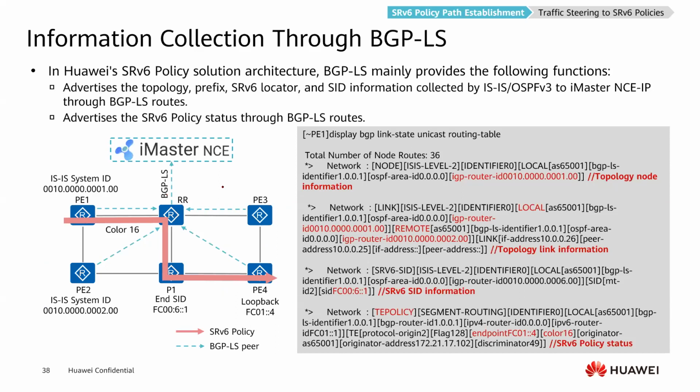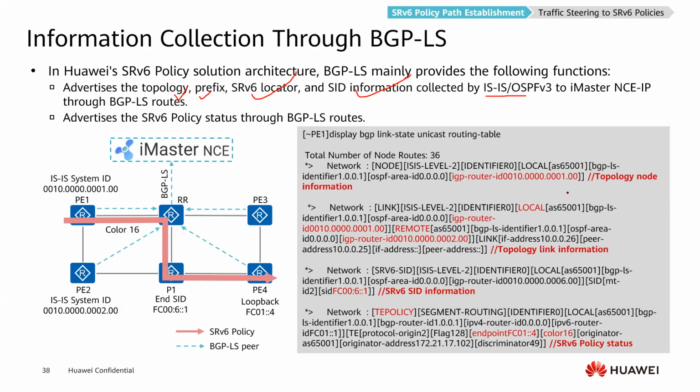And BGP-LS will help the NCE collect the information. So which kind of information is collected? Topology, prefix, SRv6 locator, and SID information collected by IS-IS and OSPF.